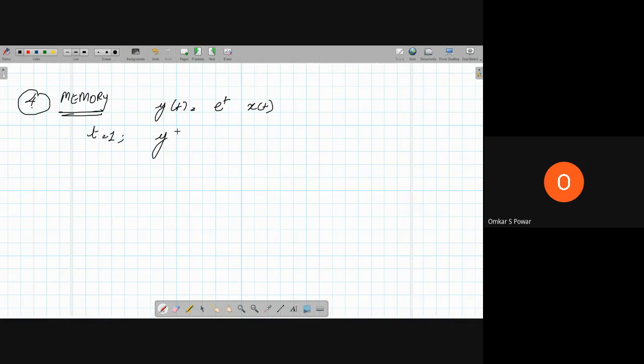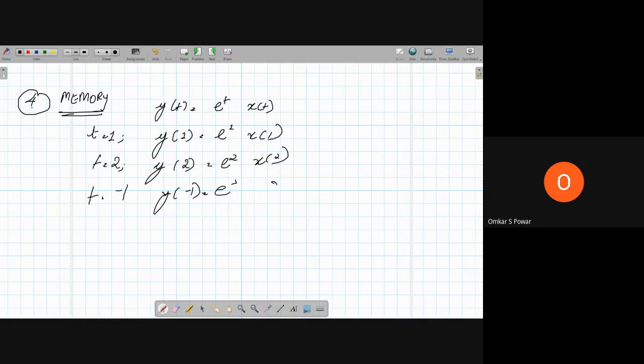So what happens at t equal to 1? y of 1 is e power 1 into x of 1. At t equal to 2, y of 2 is e power 2 into x of 2. At t equal to minus 1, y of minus 1 is e power minus 1 and x of minus 1. So whatever value you take, it depends only on that present value. It's not going to depend upon the previous value.